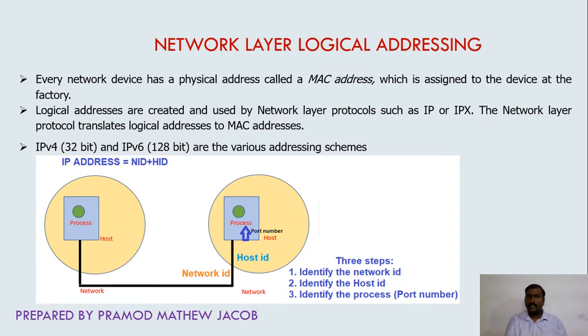Logical addresses are created and used by network layer protocols such as IP or IPX. The network layer protocol translates logical addresses to MAC addresses. Different types of IP addresses are IPv4 and IPv6. IPv4 means Internet Protocol version 4 and IPv6 is Internet Protocol version 6. IPv4 is a 32-bit addressing scheme, whereas IPv6 is a 128-bit addressing scheme. Let's learn about IPv4 and IPv6 in detail after some slides.